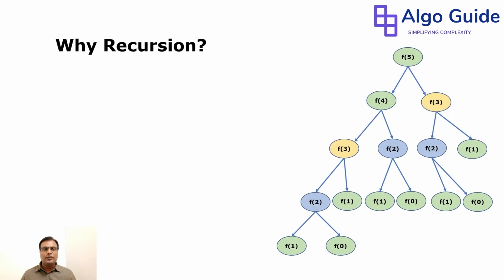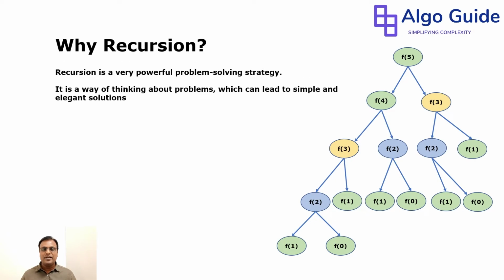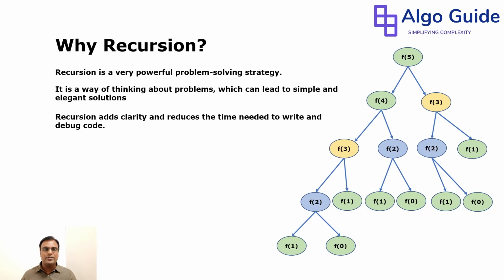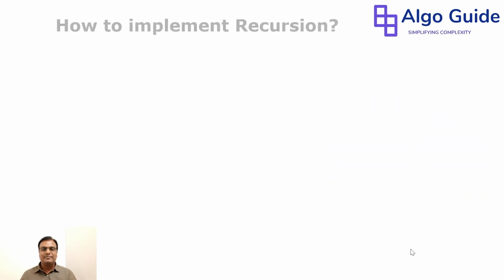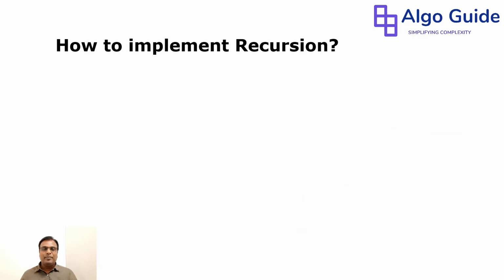Why do we need to go for recursion? Recursion is a very powerful problem solving strategy. It is a way of thinking about problems which can lead to simple and elegant solutions. Recursion adds clarity and reduces the time needed to write and debug code. How to implement recursion?